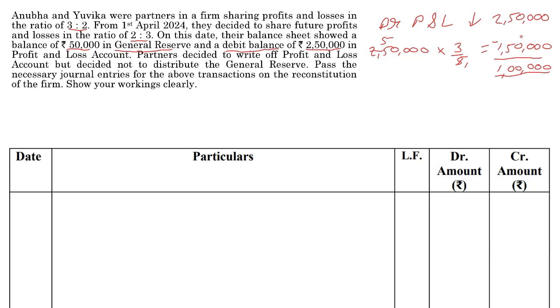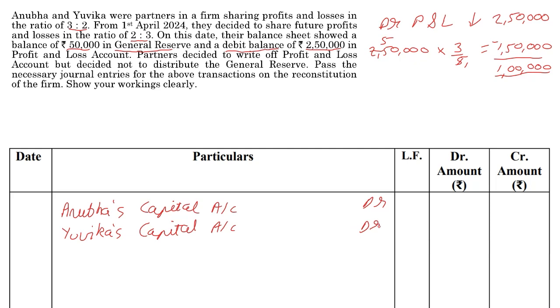Now, the journal entry for this is going to be the partners' capital accounts debit. So Anubha's capital account debit, Yuvika's capital account debit, to the profit and loss account. I'm going to use the same name that they've used, profit and loss account. Now the profit and loss account had a debit balance of 2,50,000 and we are closing it by crediting it by 2,50,000 and in turn debiting the partners in the old ratio.